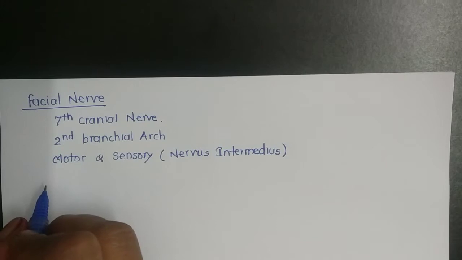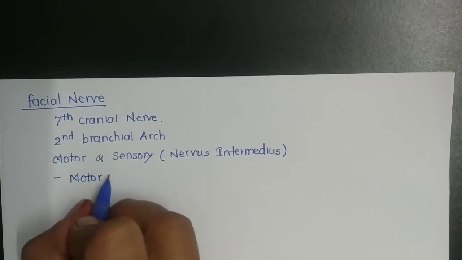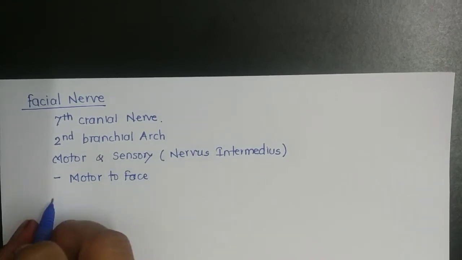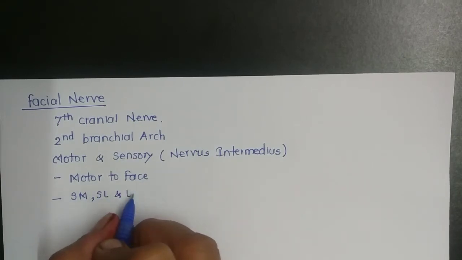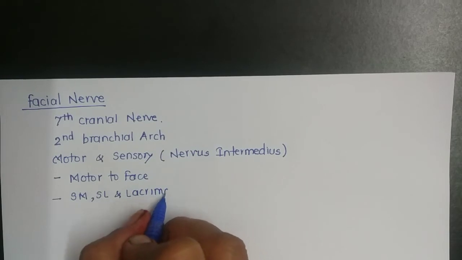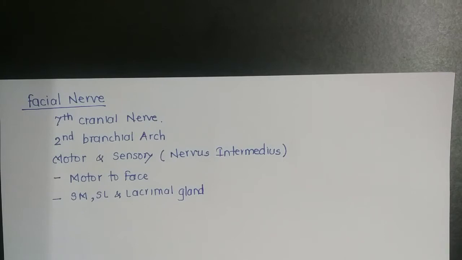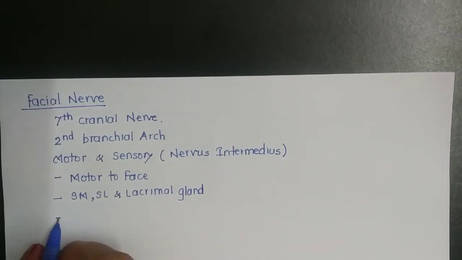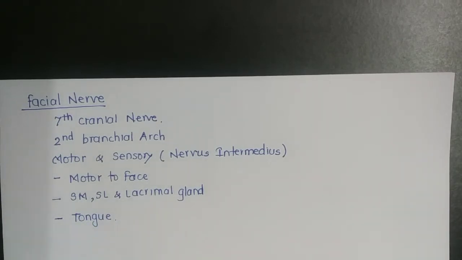Now we are going to see the functional component of the facial nerve. But just to summarize, the facial nerve, it is chiefly motor to the face. Then it is secretomotor to submandibular, sublingual and lacrimal gland. Then it is gustatory to anterior two-thirds of the tongue. So this is just an introduction of the facial nerve.